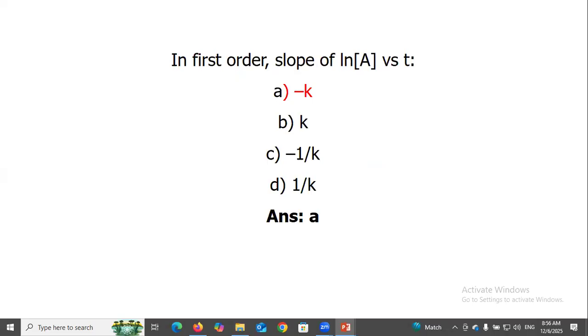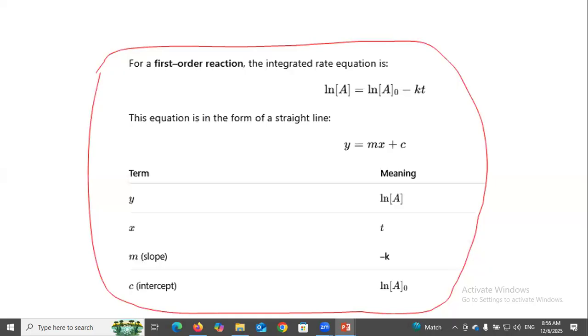In first order, slope of ln A versus T is minus K. First order reaction, the integrated rate equation is ln A equal to ln A naught minus KT. The equation is in the form of a straight line, so y equal to mx plus c. So y equal to ln A at t, so slope is minus k.